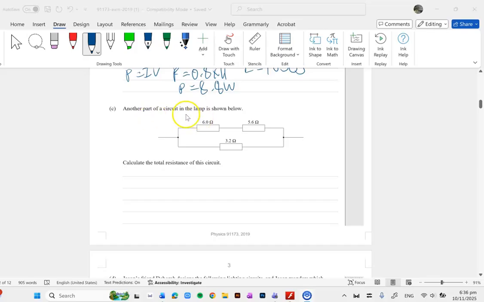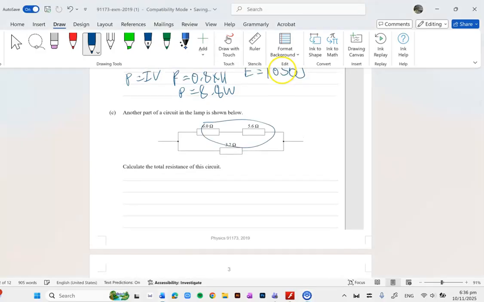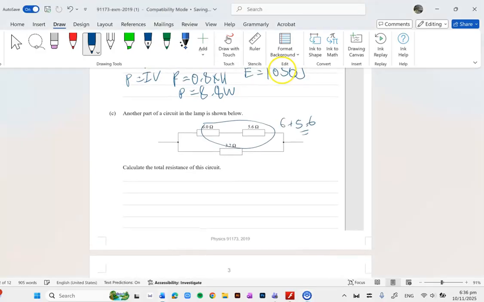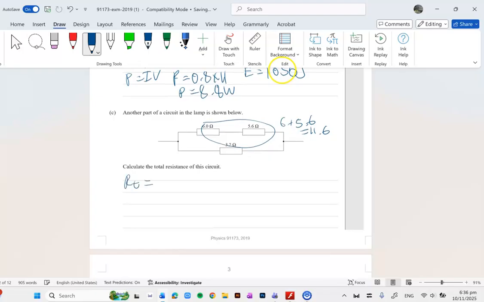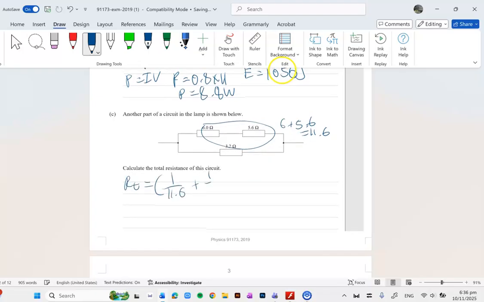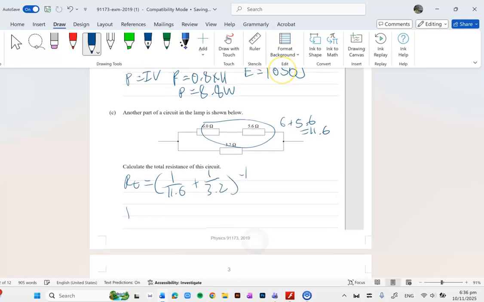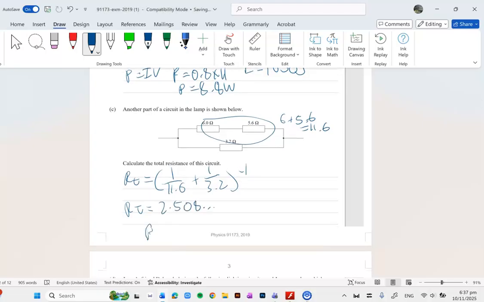Another part of a circuit in the lamp is shown below. Calculate the total resistance. It looks like we've got a parallel branch here, so I'm just going to combine that. That's going to equal 11.6. So R total equals (1 over 11.6 plus 1 over 3.2) to the negative 1. That's going to give me 2.508. So RT equals 2.51 ohms. Right, next.